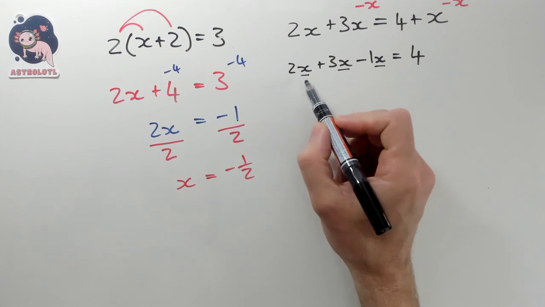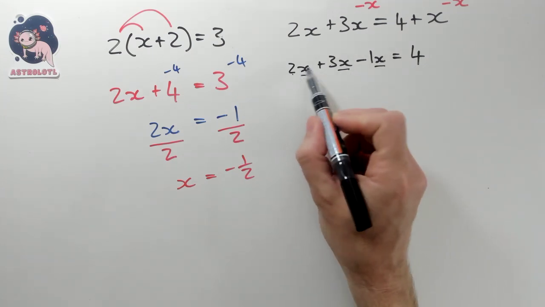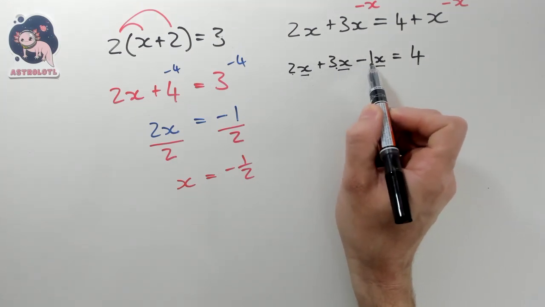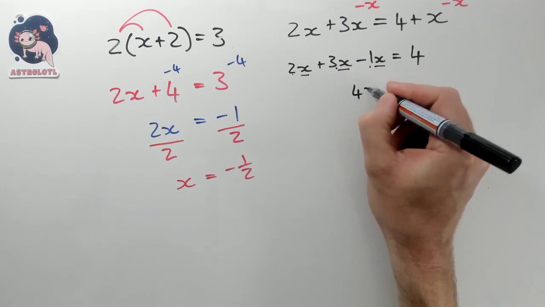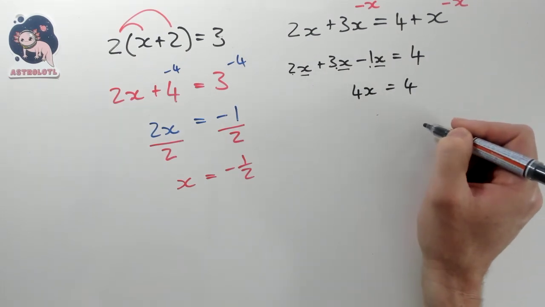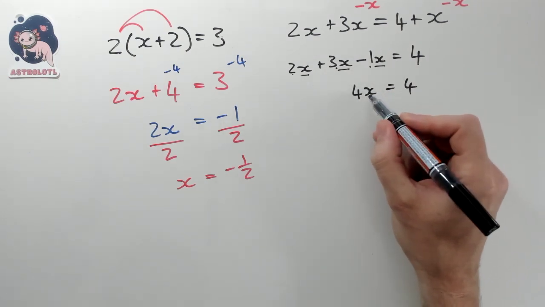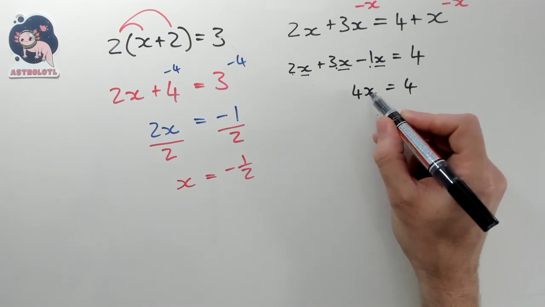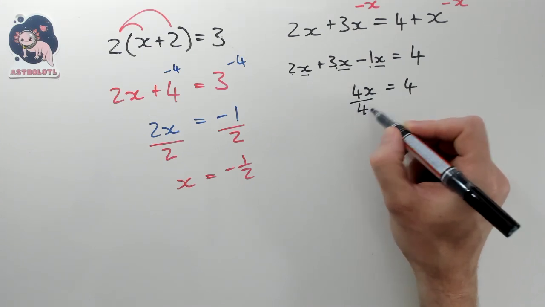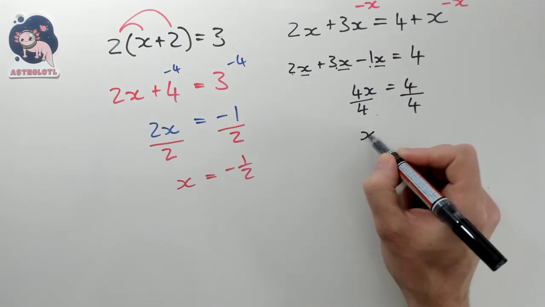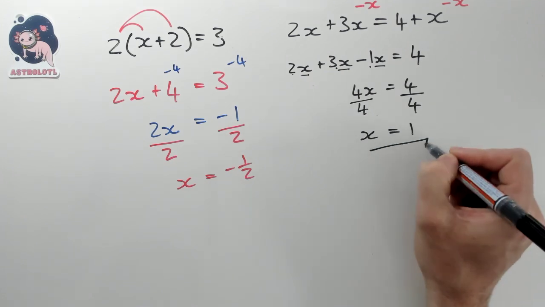But in this case, we're lucky. We got only x's, and I have 2 plus 3, which is 5, minus 1, which is 4x, is equal to 4. And in order to get this x alone now, because it's multiplied by 4, I divide by 4. And we get x is equal to 1.